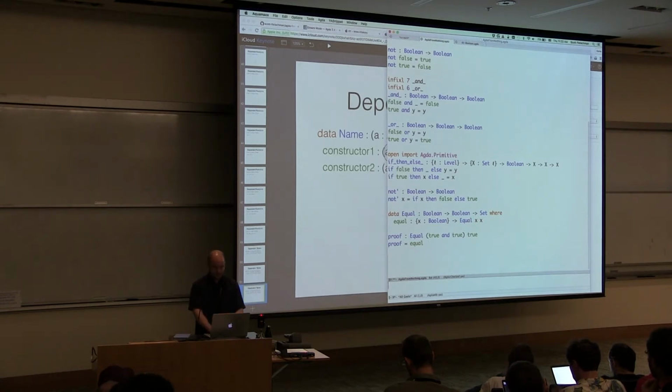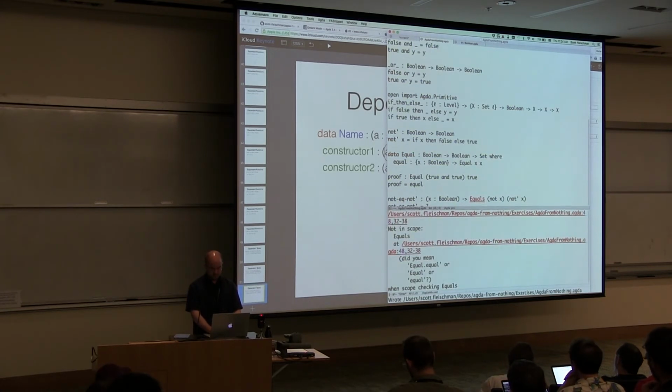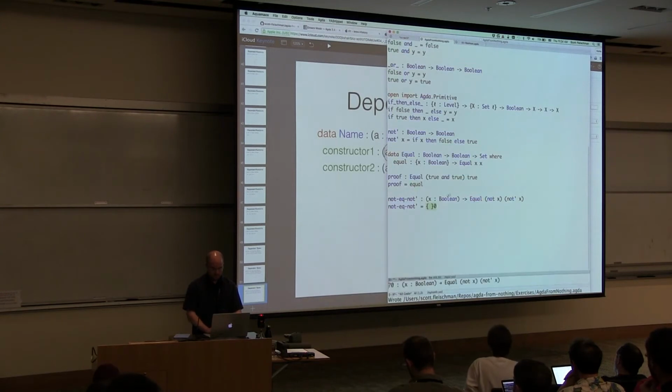But what might not be obvious, let's prove that not is equal to not prime. Remember, we defined not prime in terms of the if then else, and we defined not here as a simple pattern match. So we can prove that those two things return the same value. Given some Boolean x, we're going to show that not of x is equal to not prime of x. So it's a proof of extensionality: given the same inputs, these functions return the same outputs. So we have one parameter here, this Boolean.